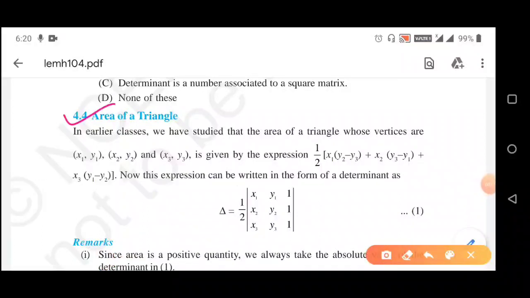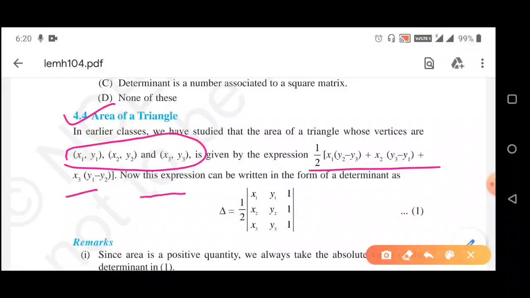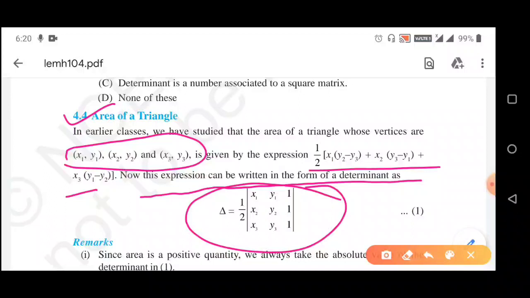Area of a triangle. The formula to find the area of a triangle formed by joining these points is half into x1 into y2 minus y3 plus x2 into y3 minus y1 plus x3 into y1 minus y2. Now this expression can be written in the form of determinant like this. Delta is equal to half into x1 y1 1, x2 y2 1, x3 y3 1. So in this chapter, whenever we find the area of a triangle using determinant, we will use this formula.